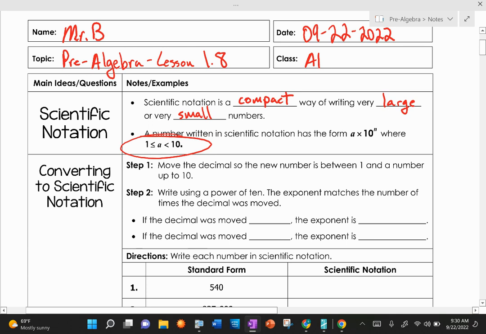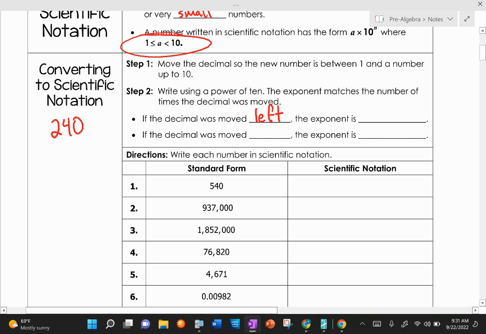Okay, so if the decimal was moved to the left, for instance, let's say we have the number 240. Where is the decimal on the number 240? Yeah, that's the end of the number, right? We talked about that during our invisible maths session. Every number has a decimal point, even if you don't see it. So we've got 240.